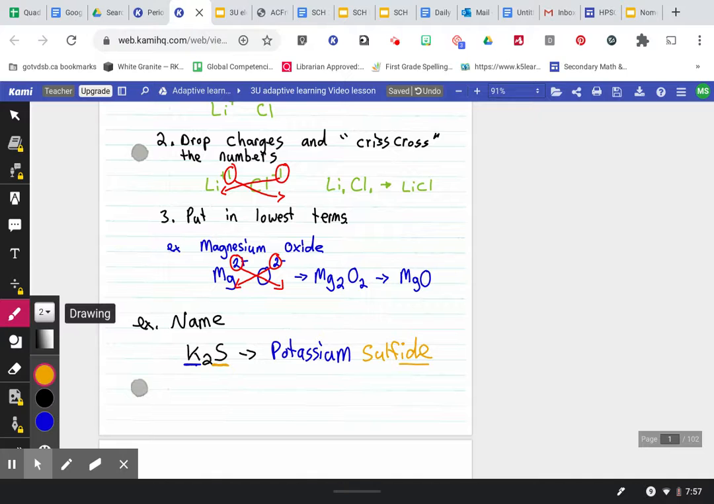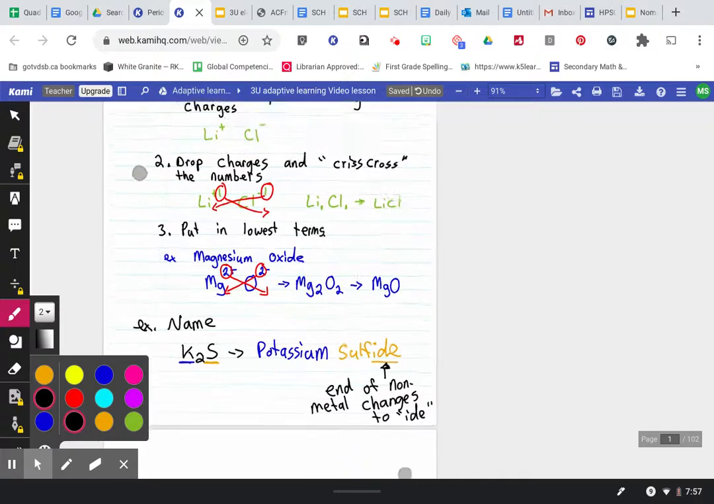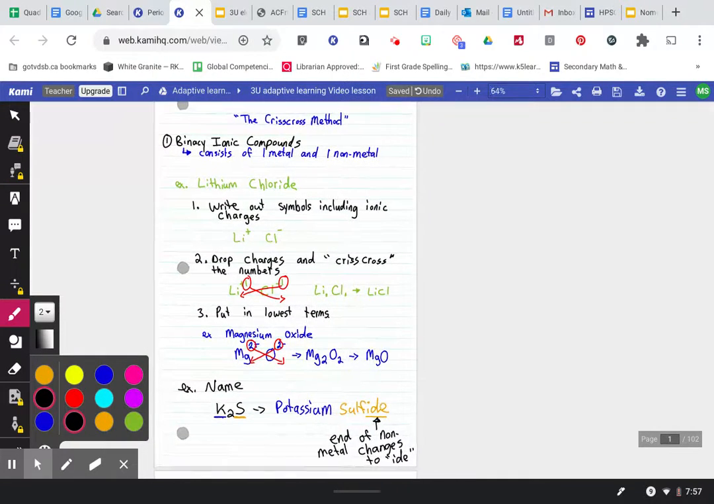So naming from a formula when it's just a straightforward ionic compound is very straightforward. The name of the first metal stays the same, and the ending of the nonmetal gets changed to "ide." Okay, so that's it for this tutorial. Do some practice, and we will do a couple together in class as well.